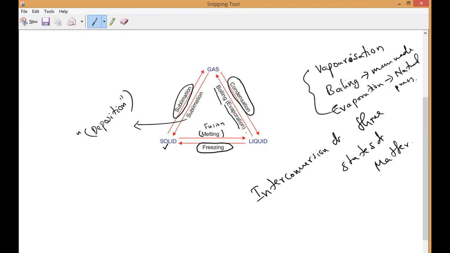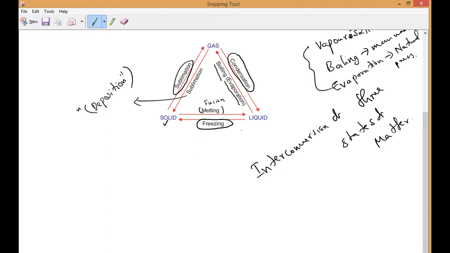So this is the triangular form of the three states of matter, which we can use for all the interconversion of matter. Yes or no? Yes, please respond. Yes, sir.